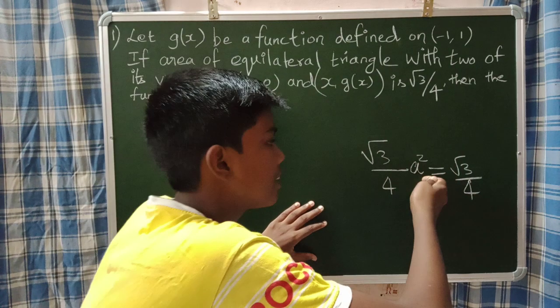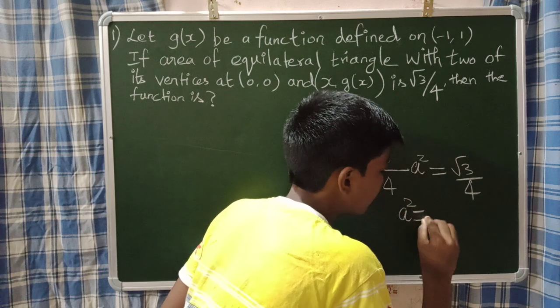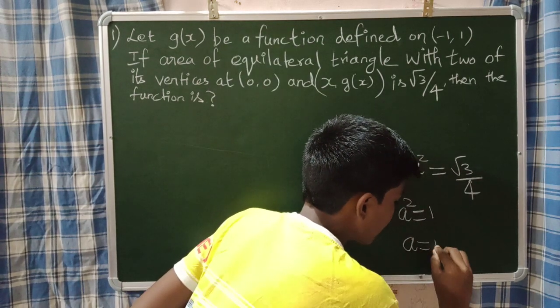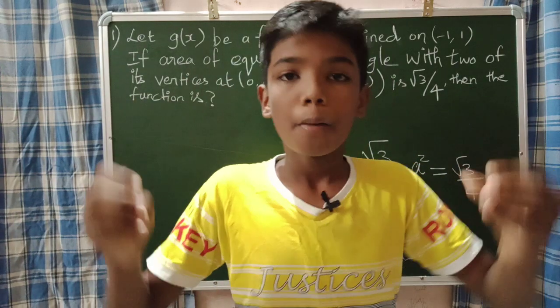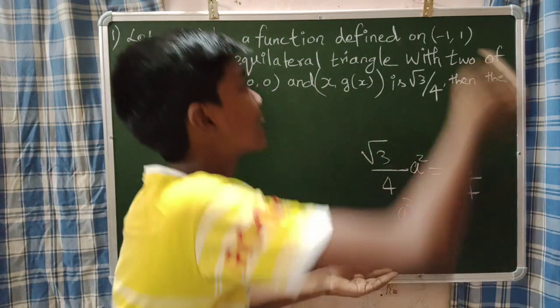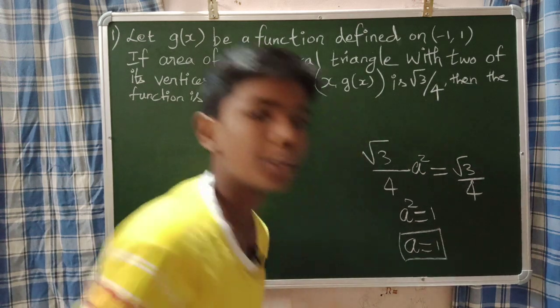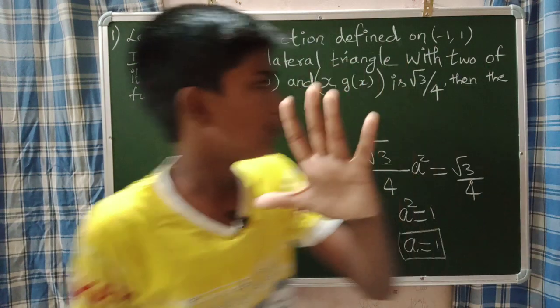Now by the formula, we can say that a square will be equal to 1. If a square is equal to 1, then a will be equal to 1. That means each side measures 1 unit, because this a represents the side of the equilateral triangle. Now guys, we have found that each side measures 1 unit.